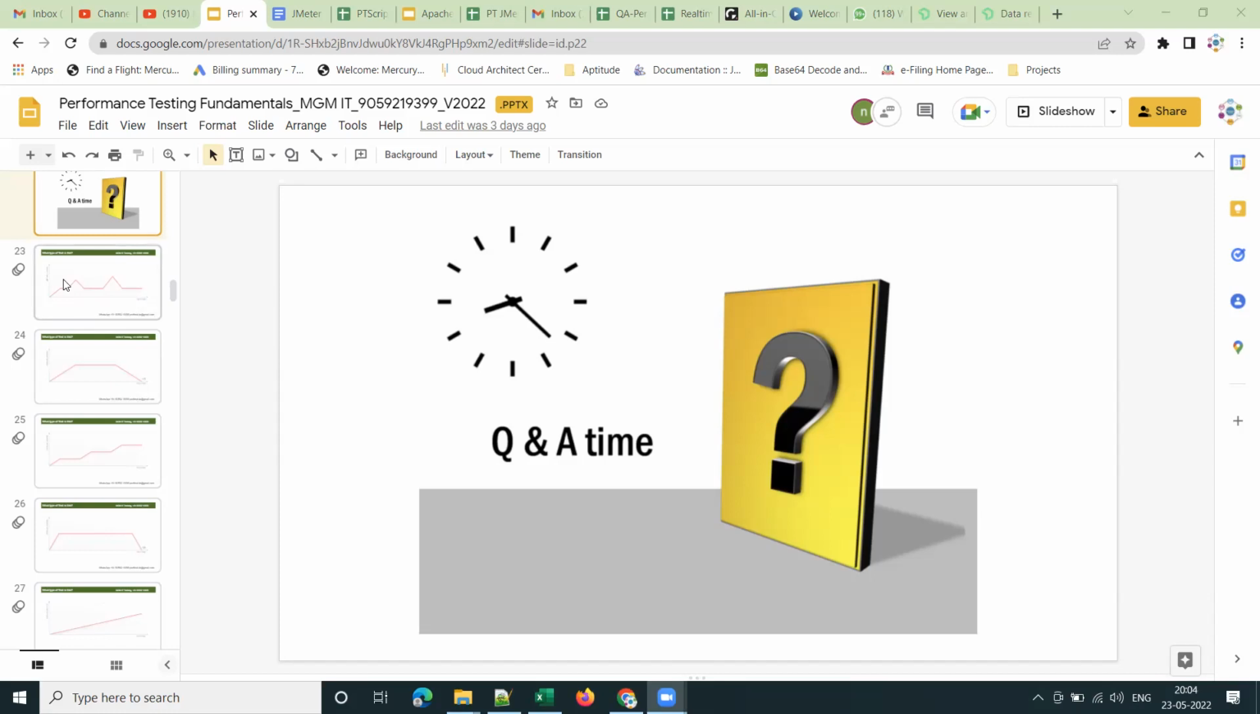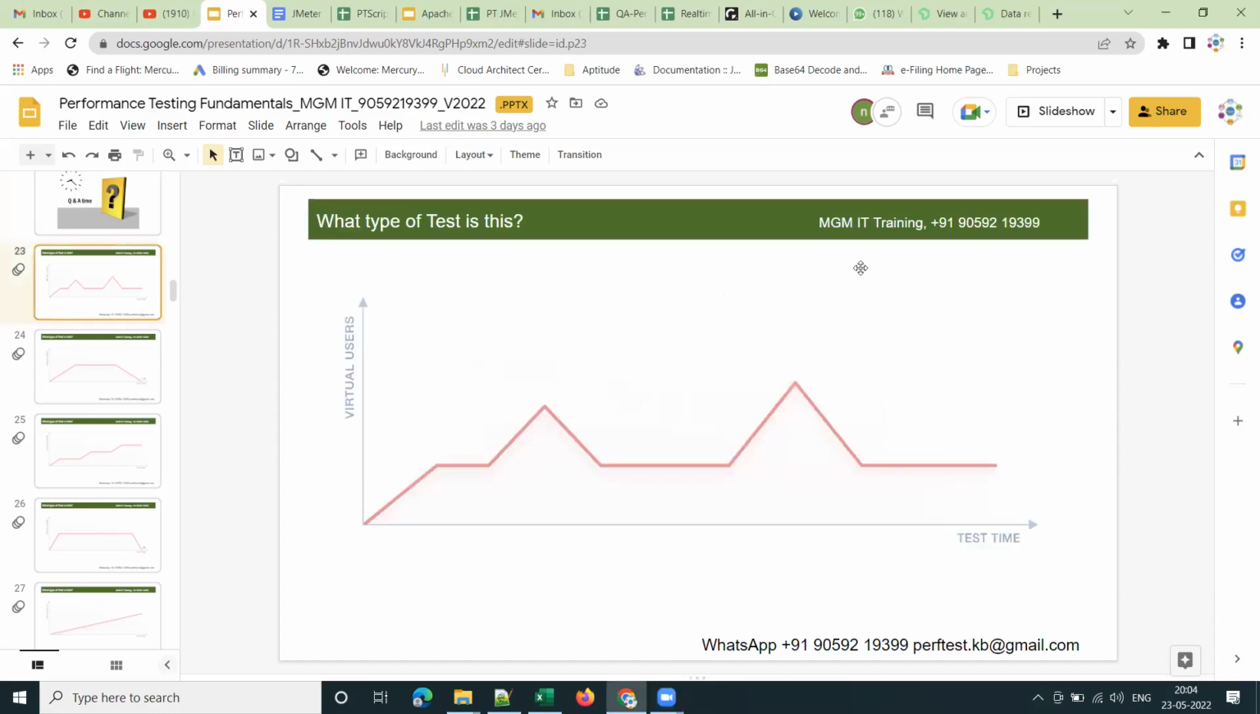So the first graph, let me show the first graph. Indra, what type of testing is this? Yes, what type of testing is it? Spike testing. I asked Indra. Indra, are you with us?